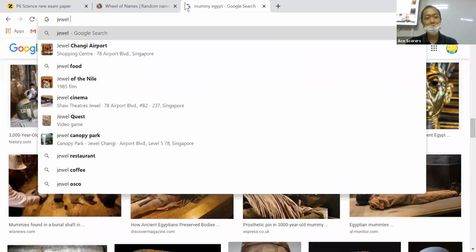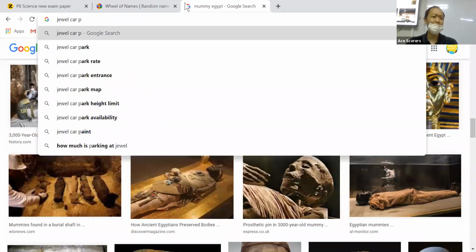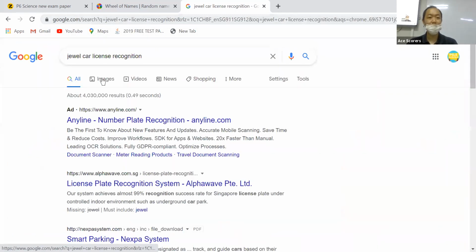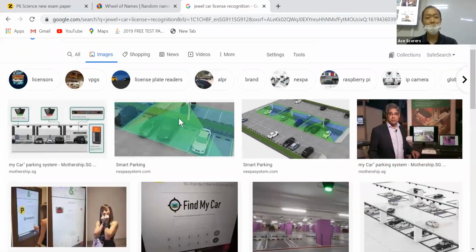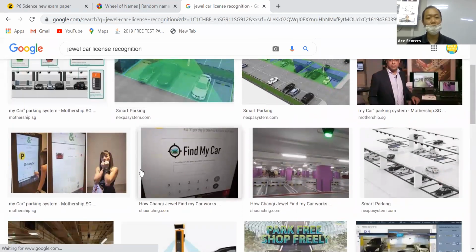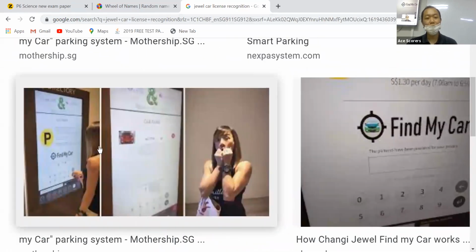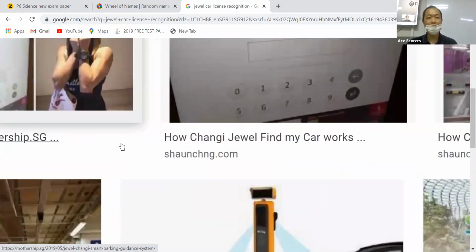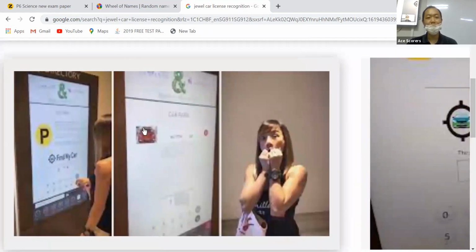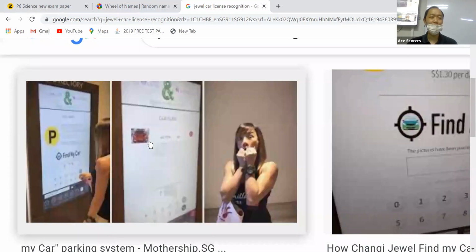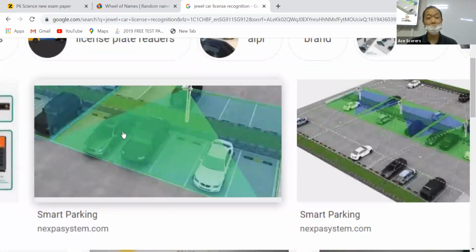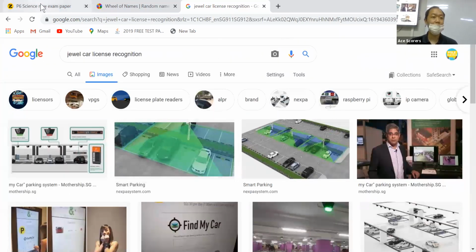Jewel, car license recognition system. Something like that. They'll tell you where it is. Then you see, she's so surprised. Oh, my car! They even have a picture of your car. No, it's not an app. The shopping mall has this thing. They take a picture of every vehicle that enters. Then they'll know where it is, right?